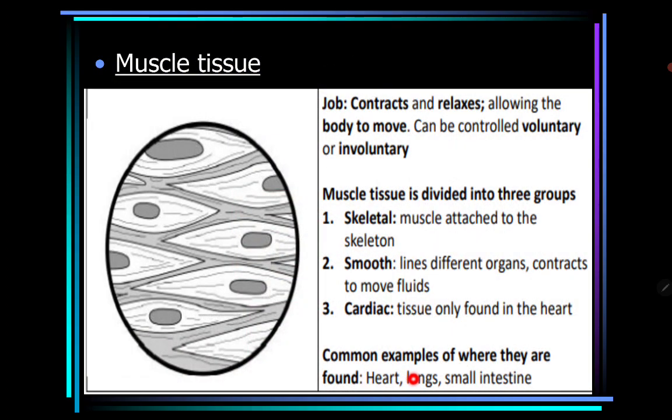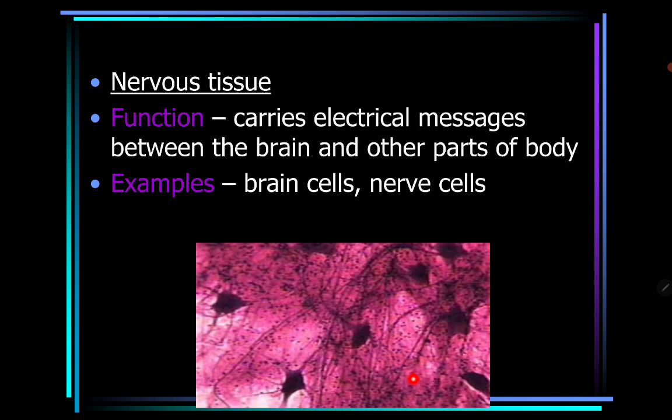So muscle tissue, its job is to contract and relax, allowing the body to move, and it can be controlled voluntarily and involuntarily. So under muscle tissue, we have three groups. We have the skeletal muscles that are attached to our skeleton, smooth muscles that line different organs and contract to move fluids, and of course the cardiac tissue found only in the heart. So the common examples of this one are the heart, the lungs, and the small intestines. Nervous tissue, the function is to carry electrical messages between the brain and other parts of the body. Examples are the brain cells and the nerve cells.